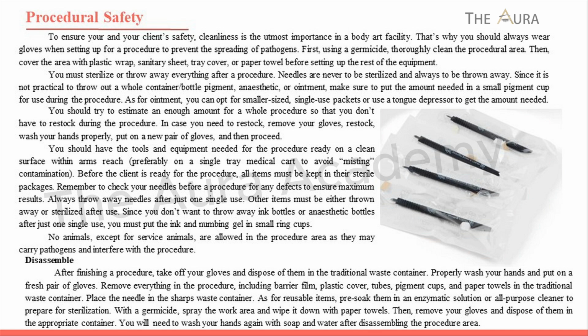Since it is not practical to throw out a whole container of bottled pigment, anesthetic, or ointment, make sure to put the amount needed in a small pigment cup for use during the procedure. As for ointment, you can opt for smaller-sized, single-use packets or use a tongue depressor to get the amount needed. You should try to estimate enough for a whole procedure so that you don't have to restock during the procedure. In case you need to restock, remove your gloves, restock, wash your hands properly, put on a new pair of gloves, and then proceed.